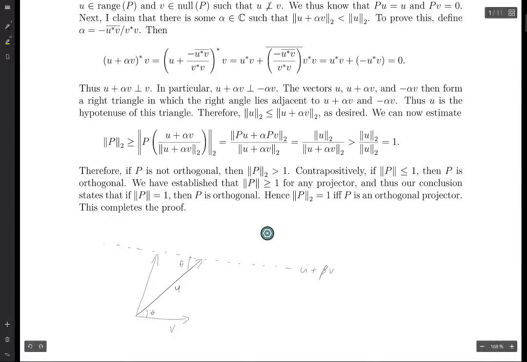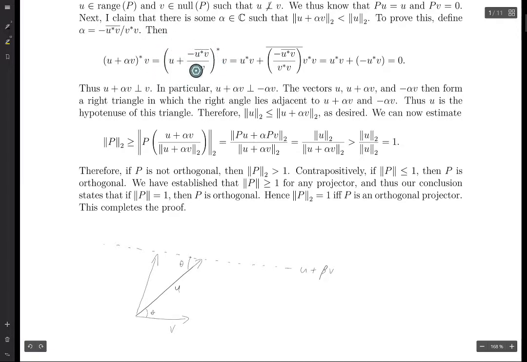So first of all, I sort of solved this backwards. I found an alpha that works. If you let alpha be the negative of the conjugate of the inner product of u and v, divided by the norm squared of v, I guess, since this is the inner product of v with itself. Then what happens if you take this inner product, u plus alpha v, star v? Then we write this out.